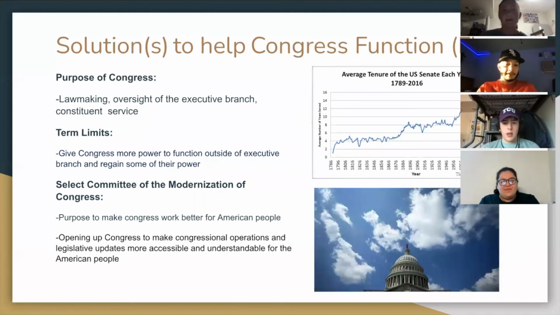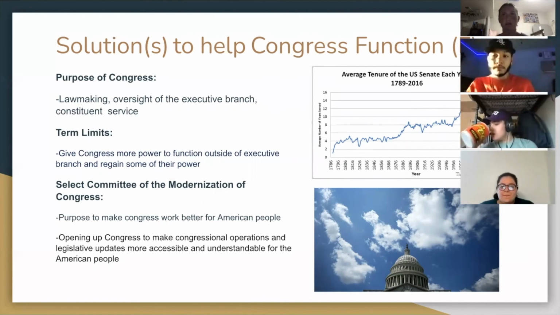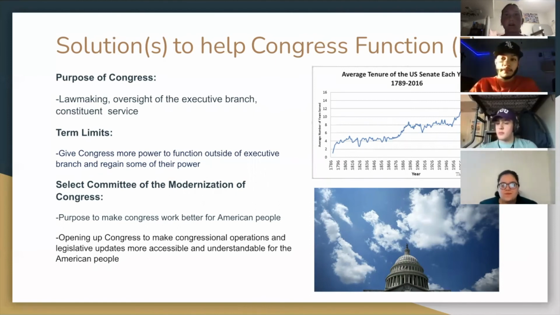Solutions to help Congress function. Two ways to help Congress function are term limits and the Select Committee on the Modernization of Congress. Term limits allow for less wasteful government spending and can allow fresh faces to join and restructure Congress as a whole. Old faces in Congress who have served over many time periods might not know what's best for our current society, and term limits could help bring in new ideas and bills to make functioning easier.